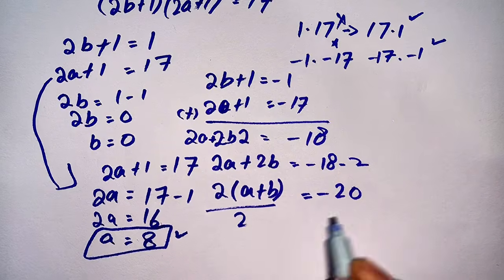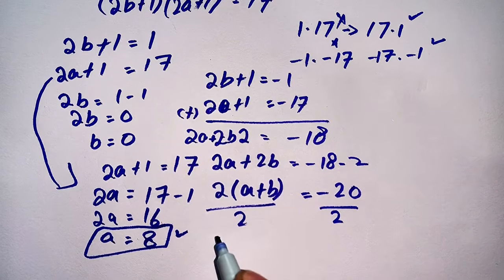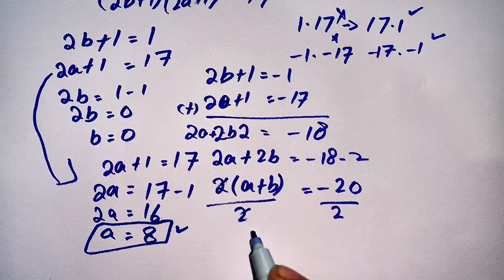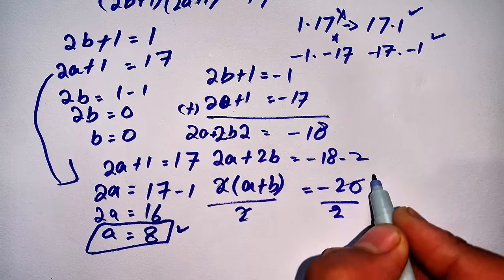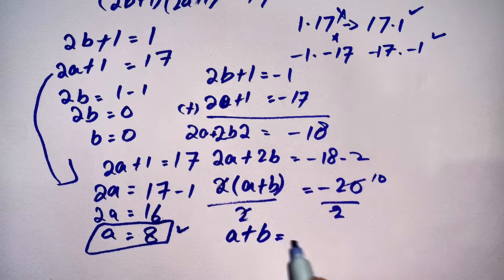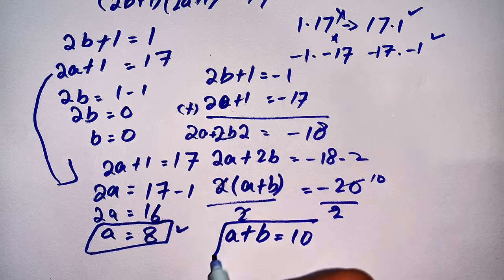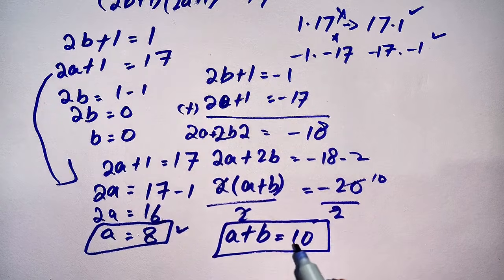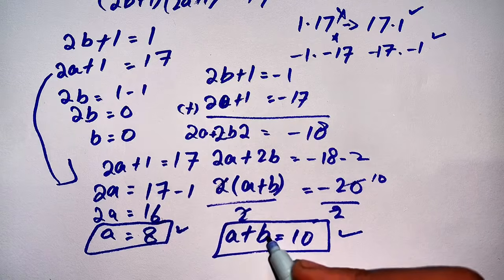Divide this by 2. This 2 cuts with this, and this cuts with this, remaining 10. This remains 1a plus b is equal to 10. This is our value of a plus b.